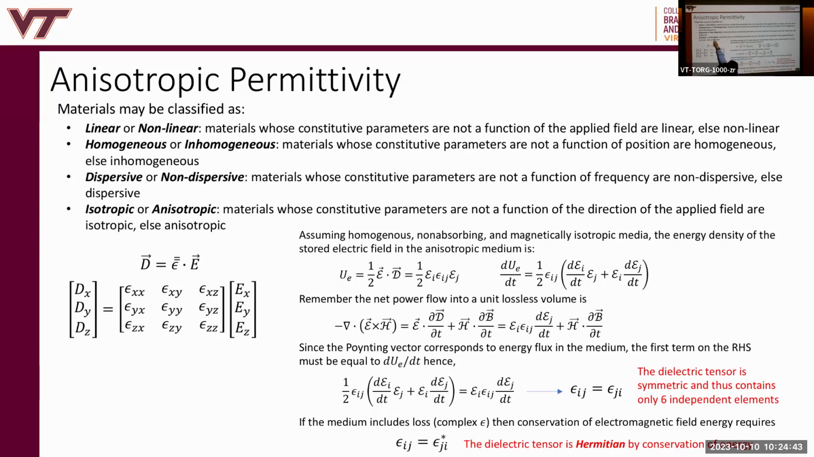Okay, dispersive or non-dispersive: a material whose constitutive parameters are not a function of frequency. Most things are dispersive. Free space is not. All right? So at different frequencies, we get different permittivities, different permeabilities, different conductivities.